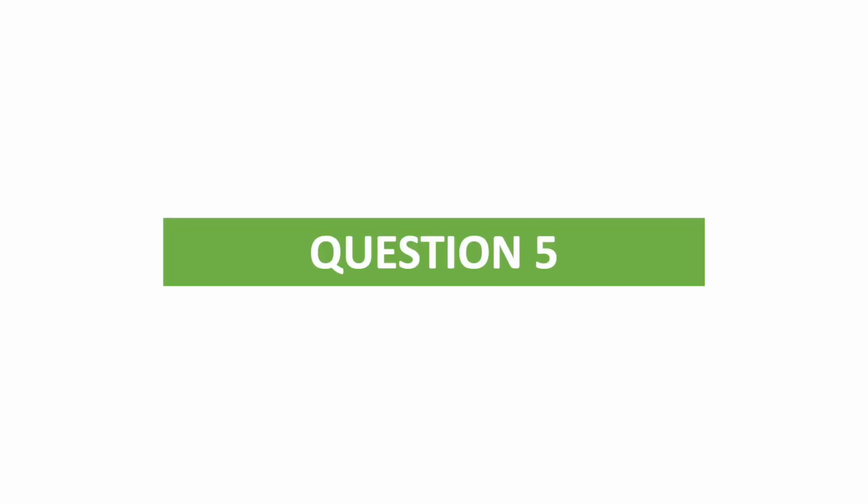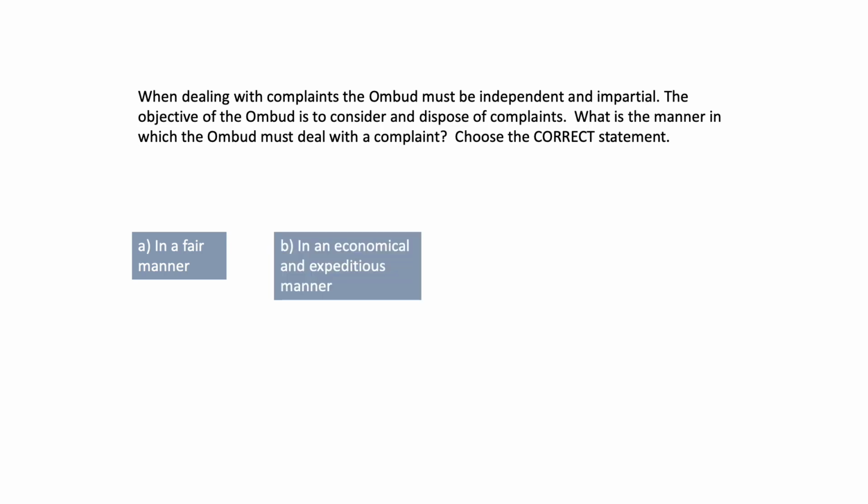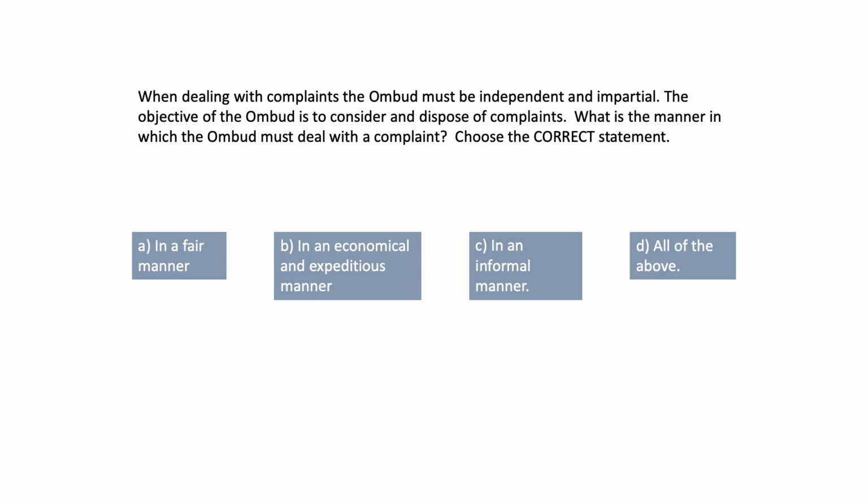Question 5. When dealing with complaints, the Ombud must be independent and impartial. The objective of the Ombud is to consider and dispose of complaints. What is the manner in which the Ombud must deal with a complaint? Choose the correct statement. A. In a fair manner. B. In an economical and expeditious manner. C. In an informal manner. D. All of the above.